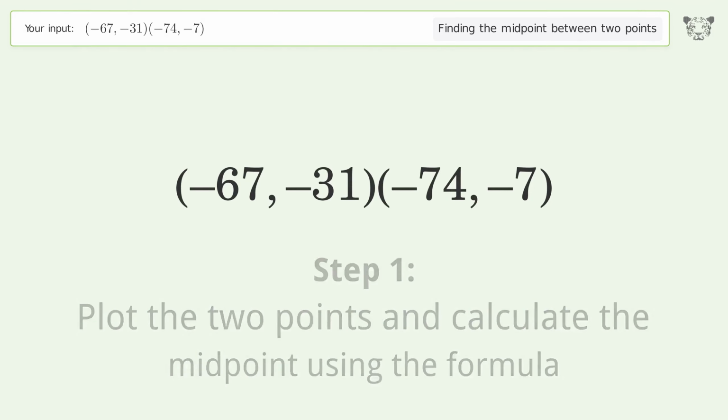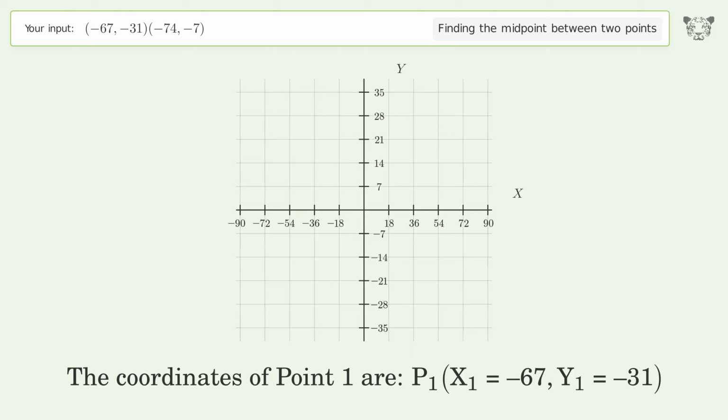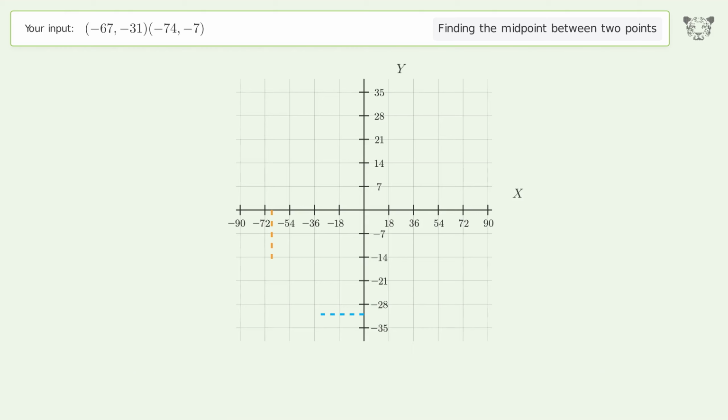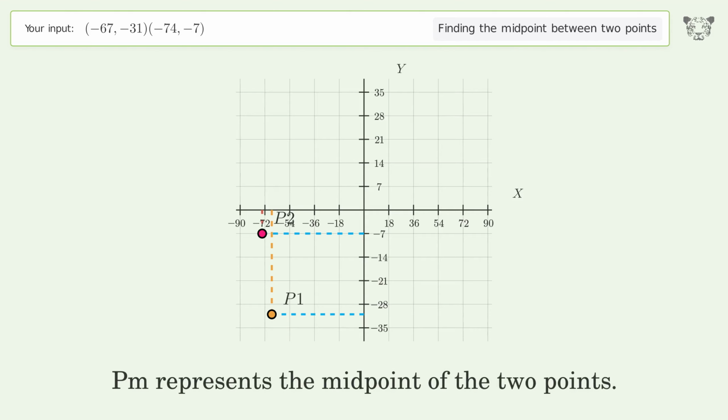The coordinates of point 1 are, x1 equals negative 67, y1 equals negative 31. The coordinates of point 2 are, x2 equals negative 74, y2 equals negative 7. PM represents the midpoint of the 2 points.